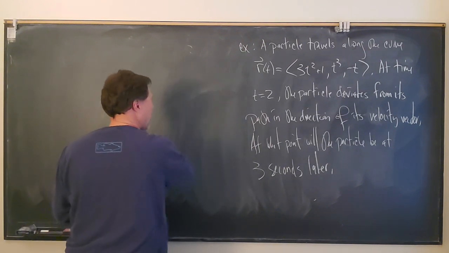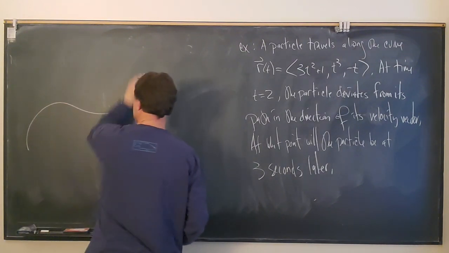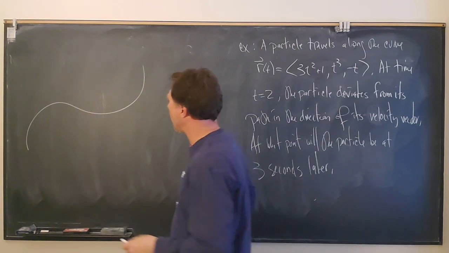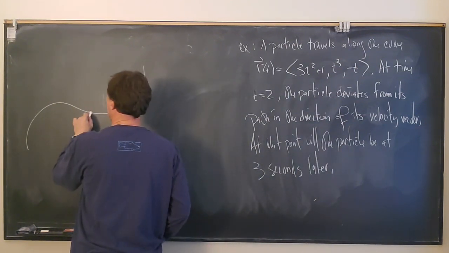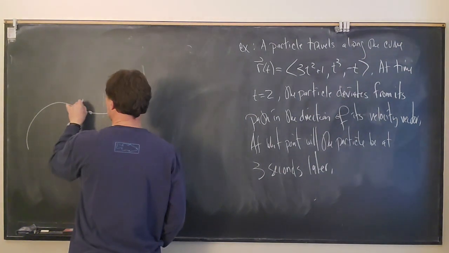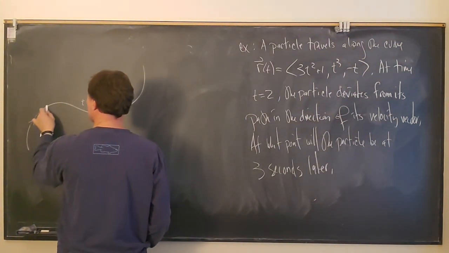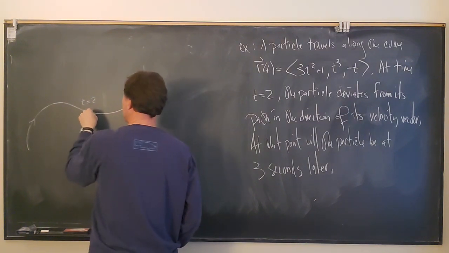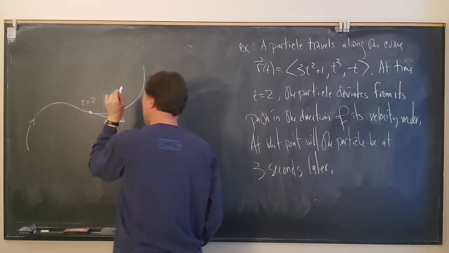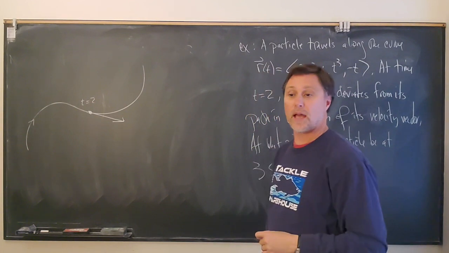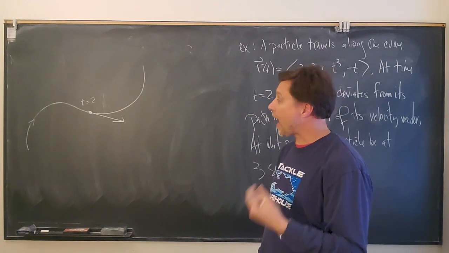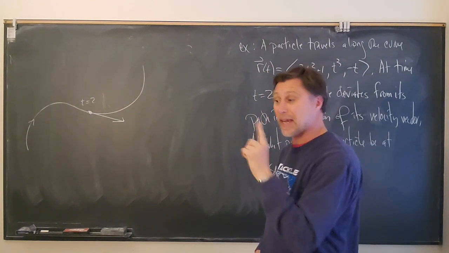So here's the idea. I don't know what this curve looks like, right? But it's got some shape like that. And then let's say here we are. Let's say this corresponds to time t equals 2. What happens? So the particle is traveling along this curve. All of a sudden, it slips off in the direction of its velocity vector. And so now the question is, at what point will it be 3 seconds after that?